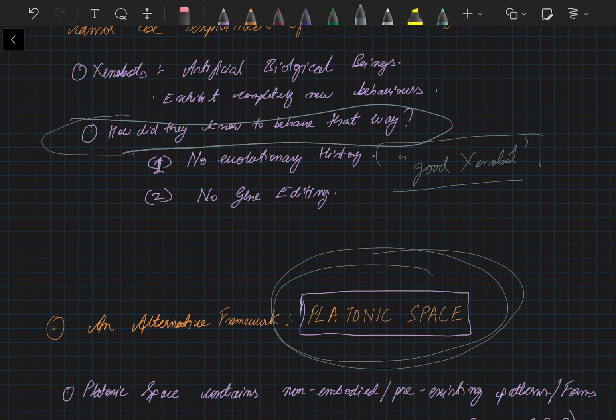Now, although it has the word Plato in Platonic space, Plato himself did not refer to it as Platonic space. The thing is that Plato himself was one of the earliest persons to come up with this concept of a space or a dimension that is non-physical in nature and not a part of the physical world that we live in. But he himself did not call this Platonic space.